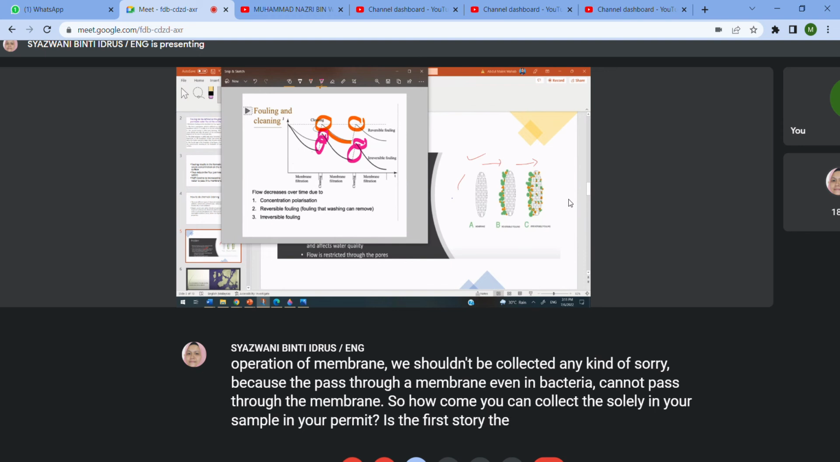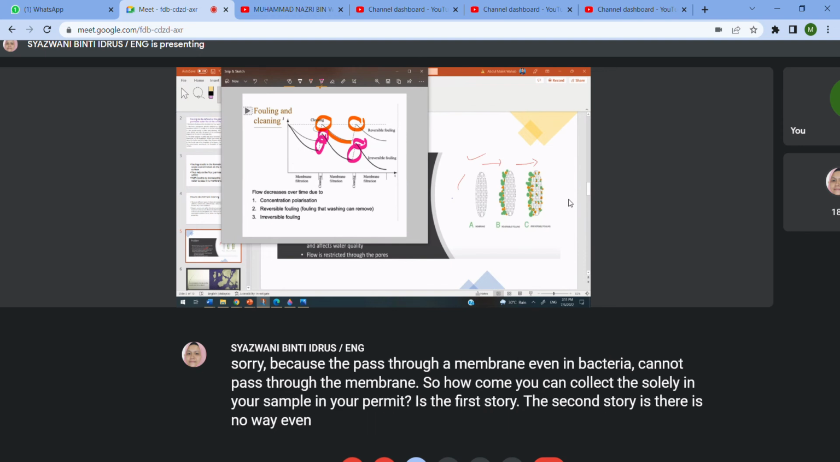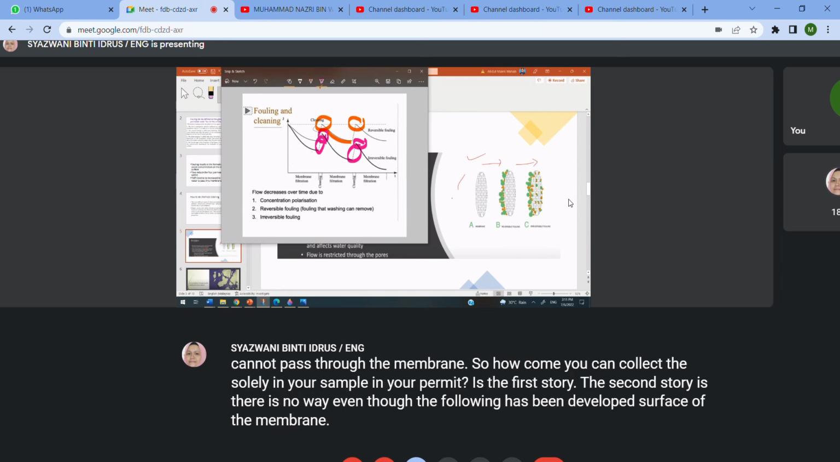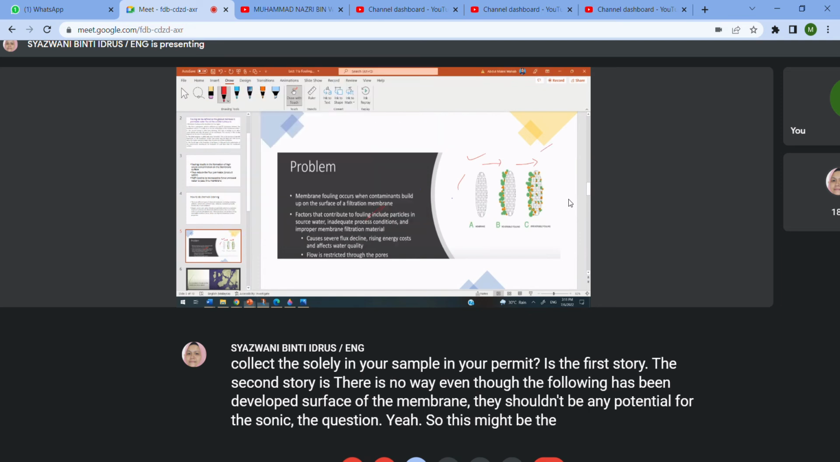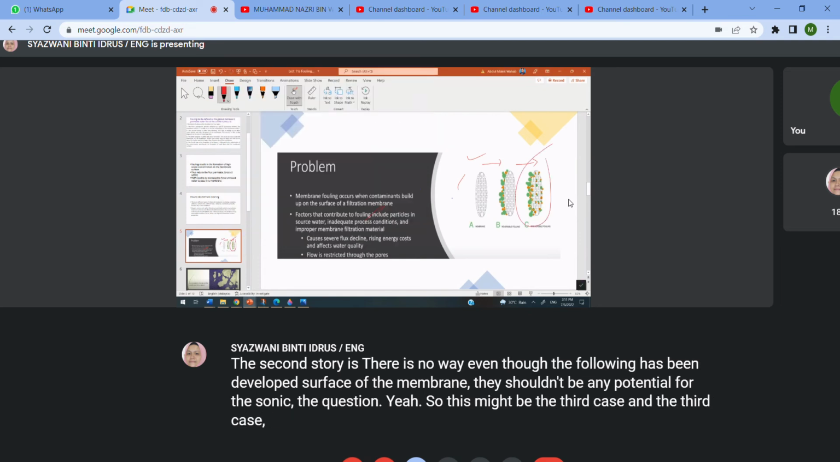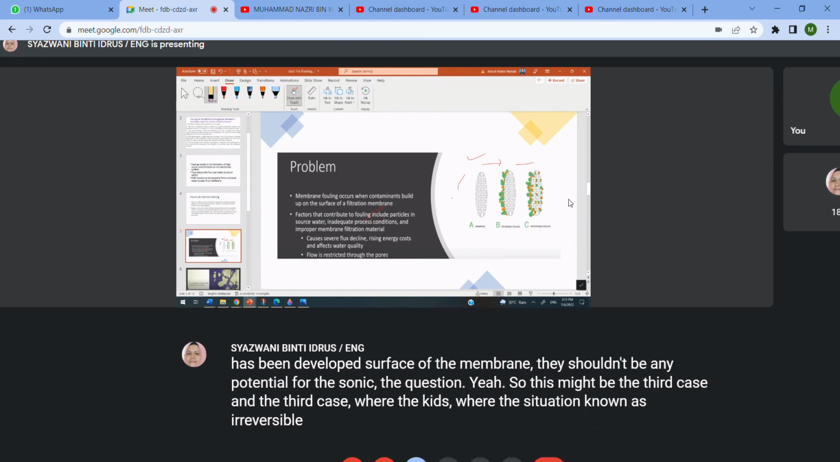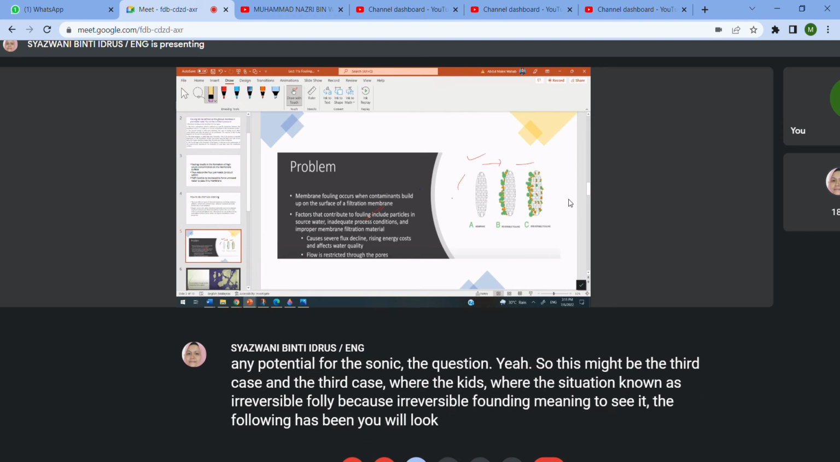The second story is there is no way, even though the fouling has been developed on the surface of the membrane, there shouldn't be any potential for the solid to pass through. So this might be the third case, the situation known as irreversible fouling. Irreversible fouling means to say that the fouling has been developed on both sides of the membrane.